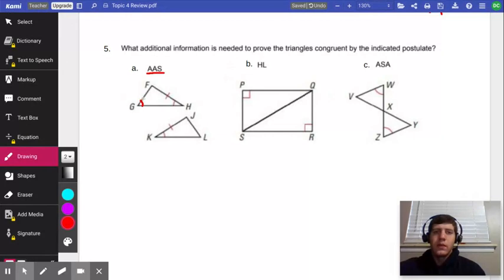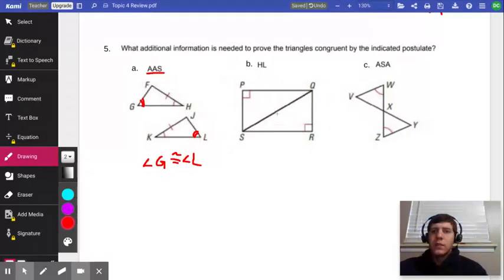So we're going to have to say angle G is congruent to angle L. So again, the question is, what additional information would they have to provide for us? They give us one pair of angles, one pair of sides. They would need to give us another pair of angles, and that pair of angles would have to be angle L and angle G.